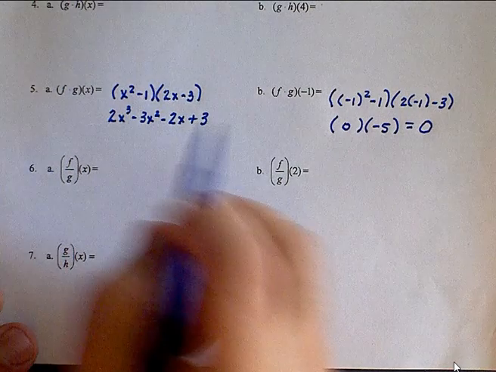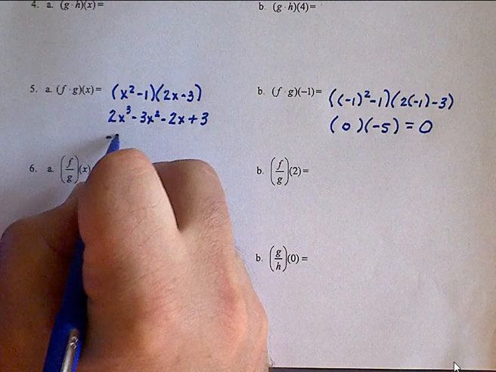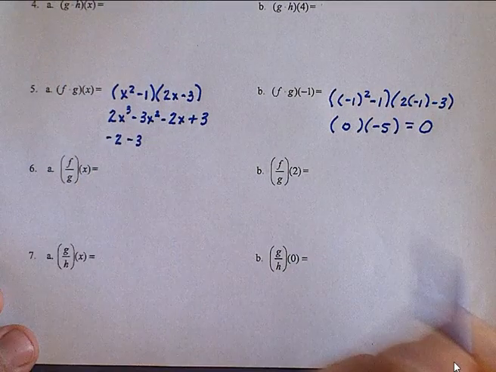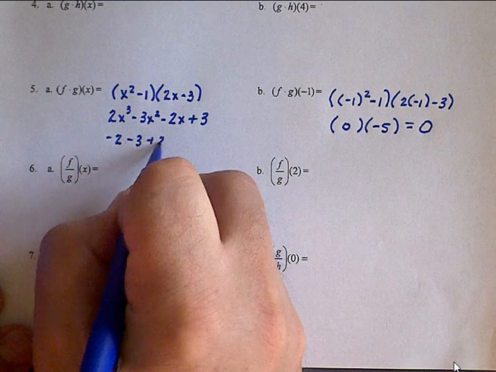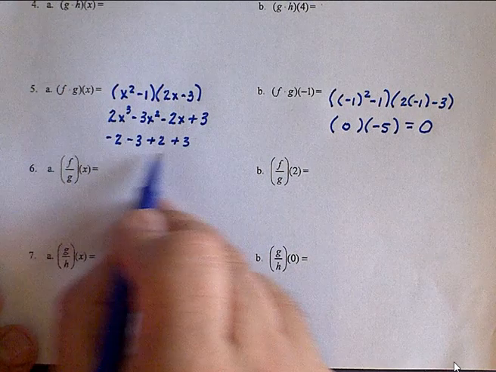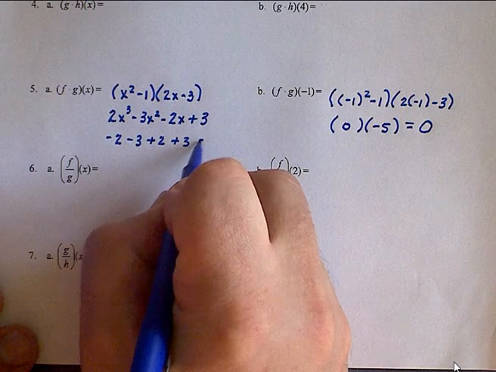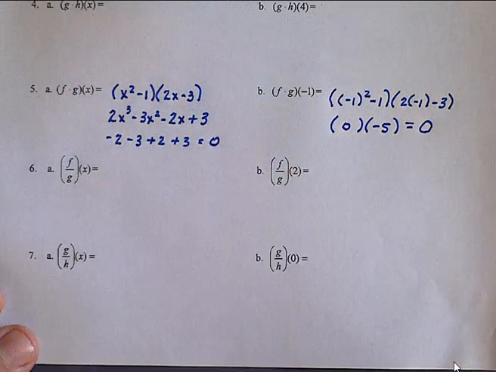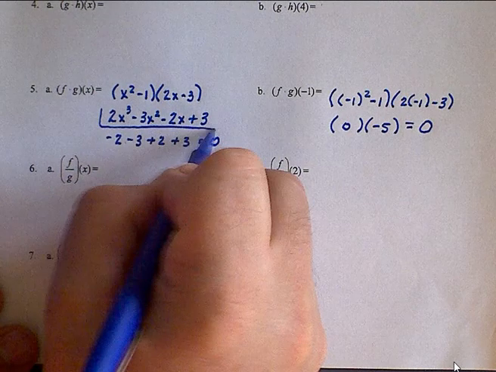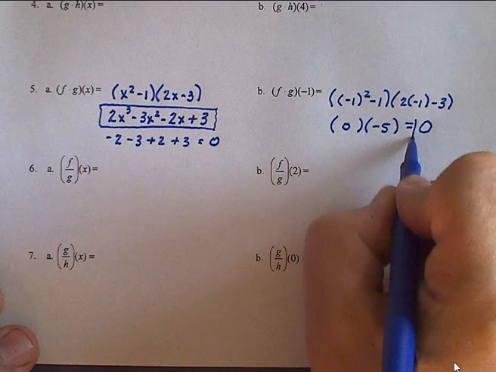So let's see what happens here. Okay, negative 1, that makes this a negative 2, minus 3, plus 2, plus 3. Okay, these are the results you get when you plug in negative 1 into this. Again, everything drops out. So here is your answer to the first part. Here's your answer to part B.